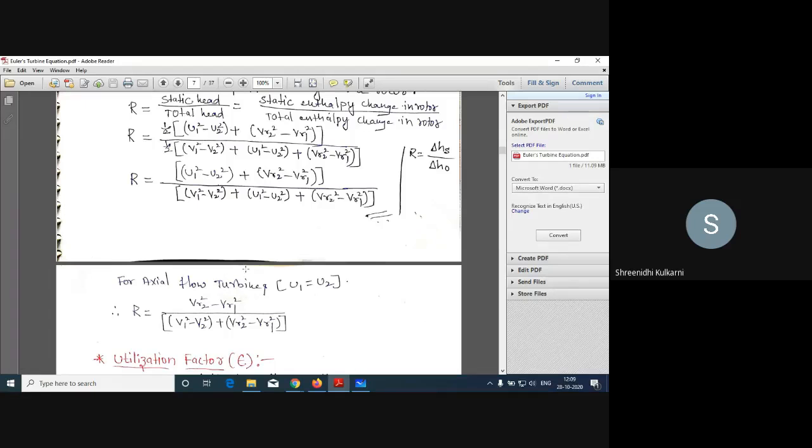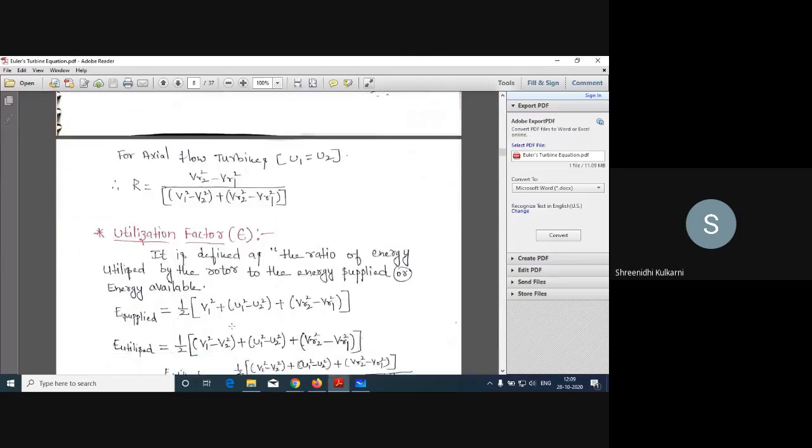For an axial flow turbine, U1 equals U2. Why is U1 equal to U2? Because the diameter lies on the same line, so we get U1 equals U2. Finally, the degree of reaction is R equals (VR2 square minus VR1 square) divided by (V1 square minus V2 square plus VR2 square minus VR1 square).